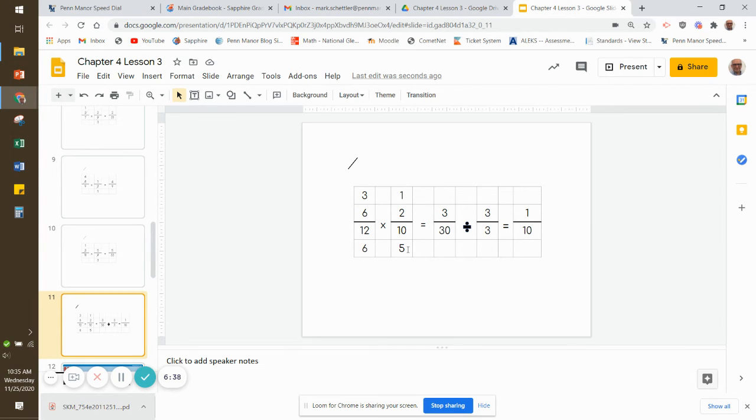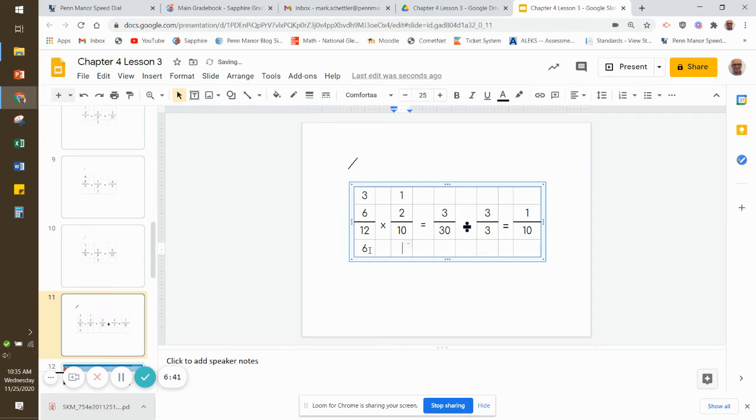Well, first things first, there's a lot of work that's already done. Let me erase some things here so we don't get too confused. It's like there was an elf on the shelf taking care of some of my work for me already. Let's get rid of some of these numbers just so we don't complicate things. We're eventually going to end up with 1/10. So why don't we just stay with the 1/10, and I'll show you why 6/12 times 2/10 equals 1/10.